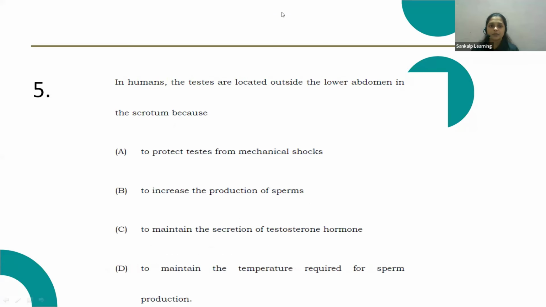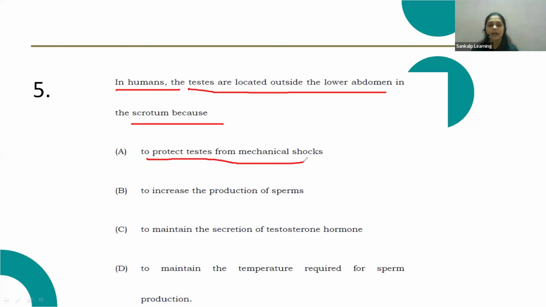Question number 5. In humans, the testes are located outside the lower abdomen in the scrotum because: to protect the testes from the mechanical shocks, to increase the production of the sperms, to maintain the secretion of testosterone, to maintain the temperature required for the sperm production. What is the correct answer for this question?